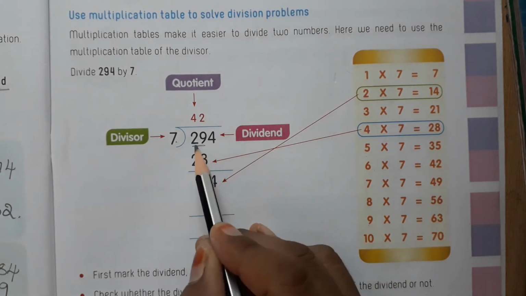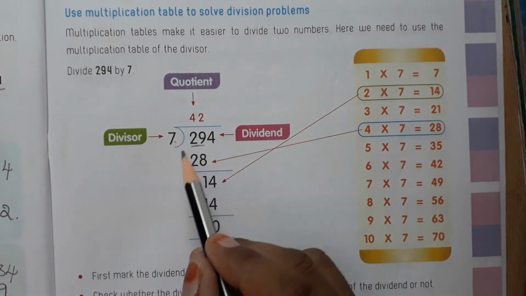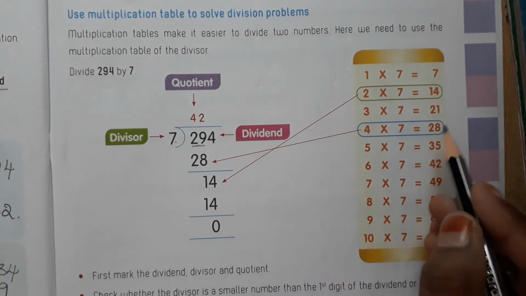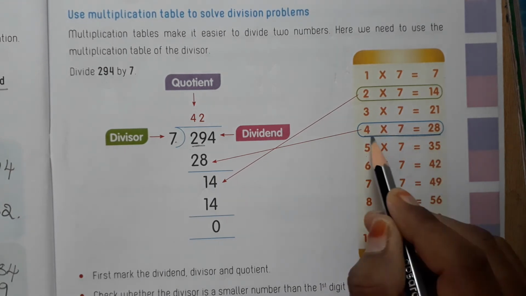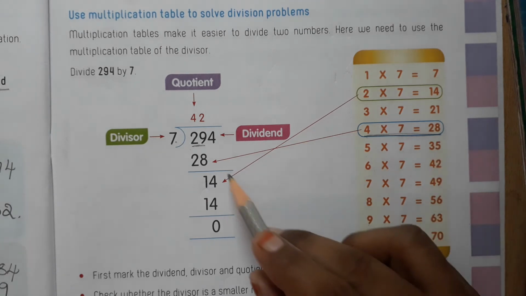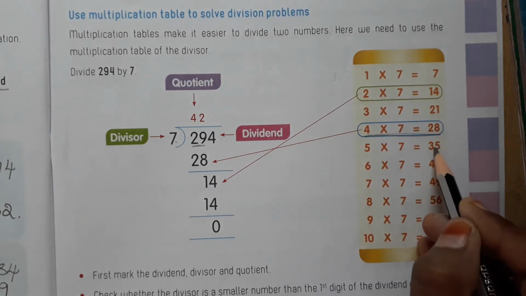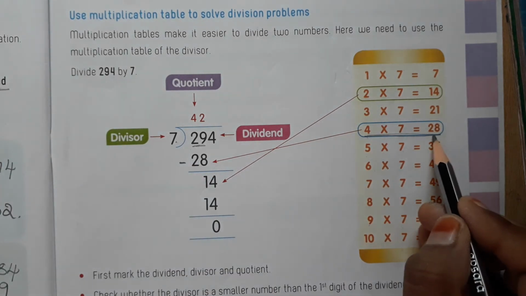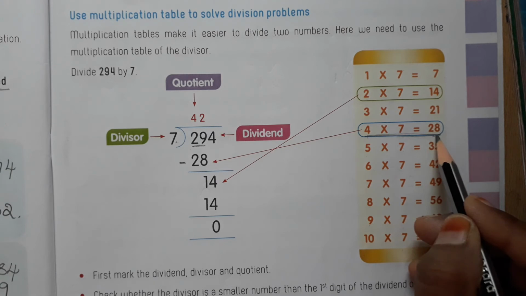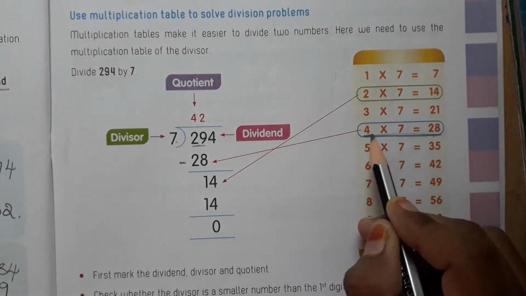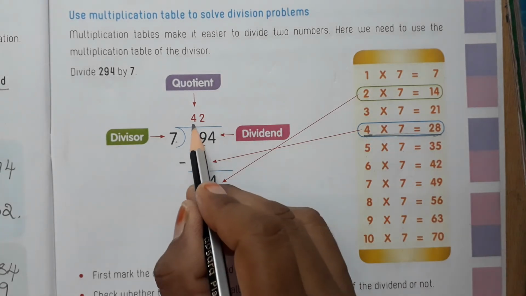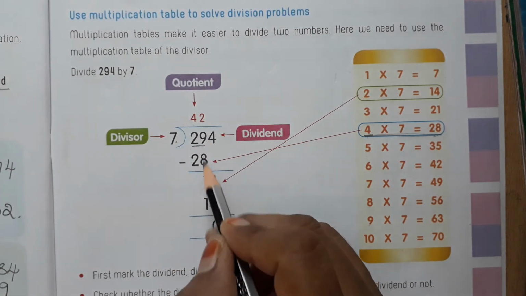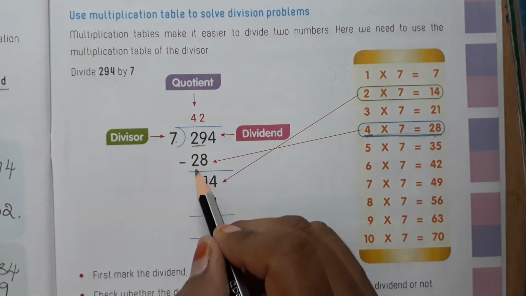Now here take a two-digit number 29. Is there 29 in the 7 table, children? No, but 28 is there. So the number 29 lies between 28 and 35. In divisions, we have to do subtraction. That's why we will choose only the lesser number. That is 28. How many times? 4 times. So write 4 in the quotient place. 7 4s are 28. Now do subtraction. 9 minus 8, 1. 2 minus 2, 0.